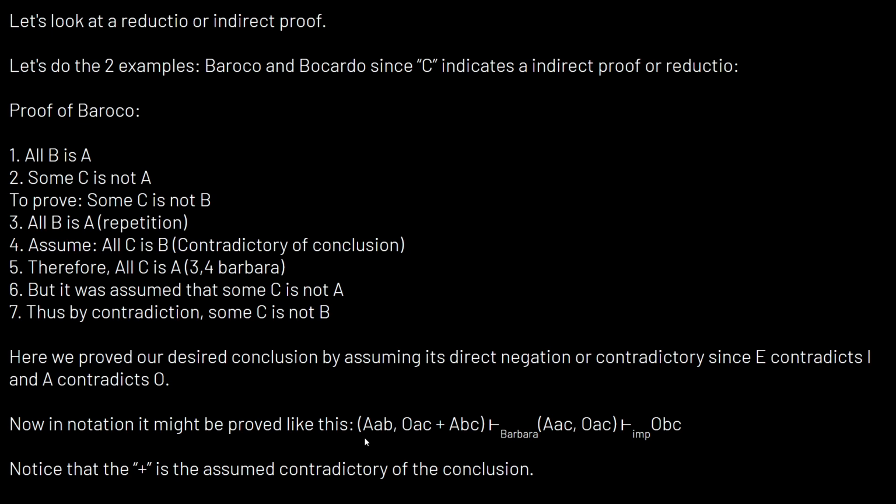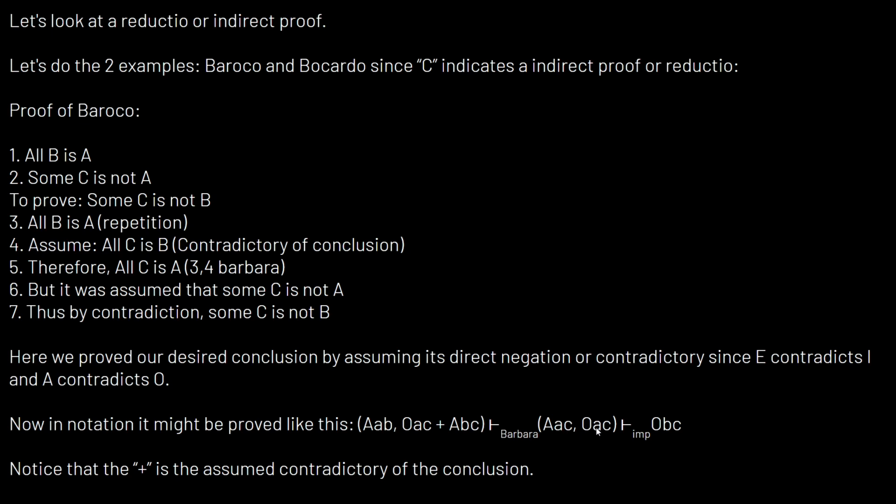Notice that in notation you can write it out like this, even though you don't have to, but if you want to get fancy, whatever, you can write it like all B is A, that is some C is not A, and we assume the contradictory, that is the plus means assume the contradictory of the conclusion, that is every C is B, and then we can conclude via Barbara from AAB and ABC, that's AAC. That is, if I conclude from all B is A and all C is B, I can conclude therefore that all C is A.